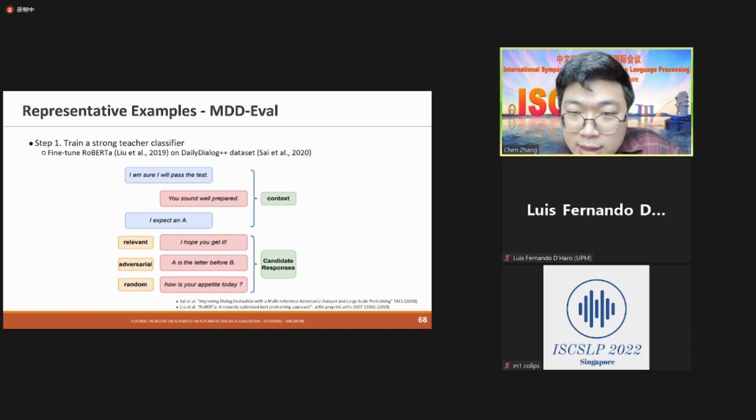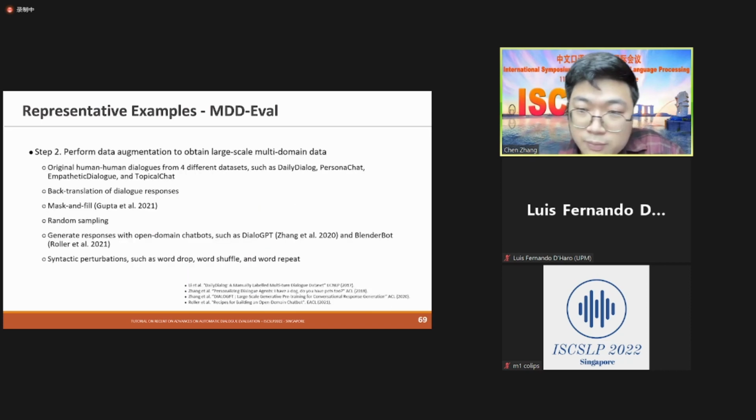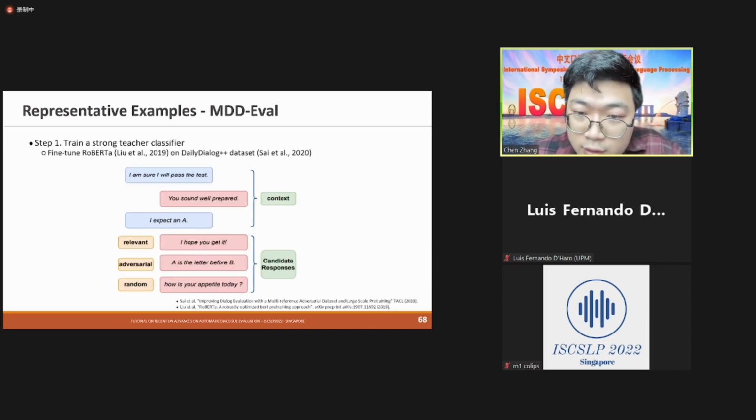So it contains a dialogue context, a human-written relevant response, adversarial responses, and a random response that is randomly sampled from another conversation. So the quality of the dataset is good, so we can use it to train this teacher model. Basically, this teacher model is able to achieve 80% accuracy in distinguishing all these different types of responses.